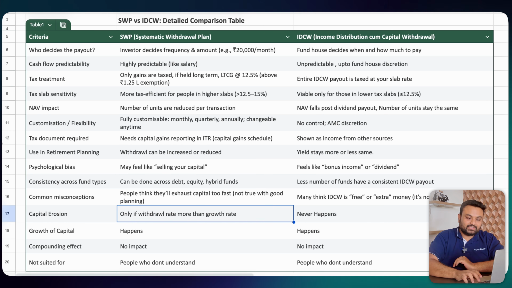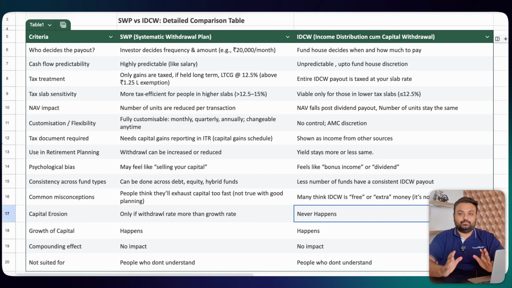But in case of IDCW, capital erosion can never happen, because the mutual fund decides how much dividend they want to give you, and they will never give you dividend more than what kind of profits or growth they are able to generate for your portfolio.